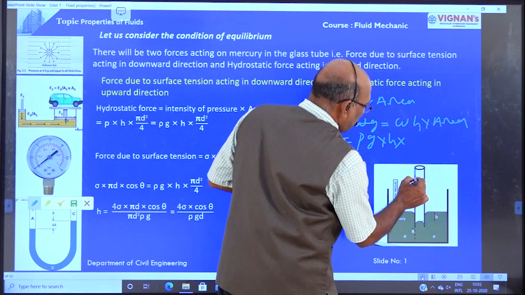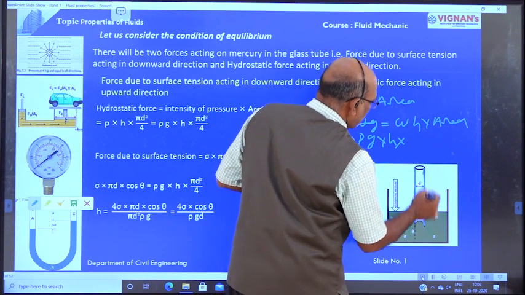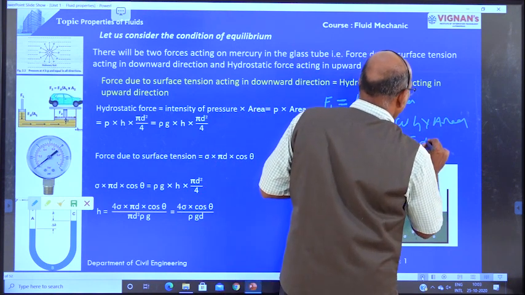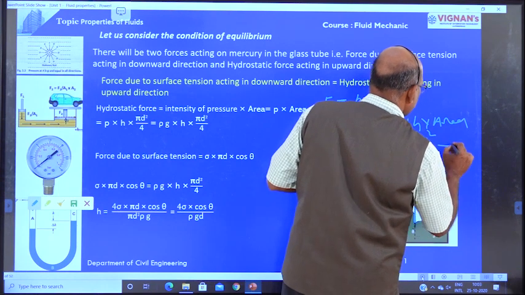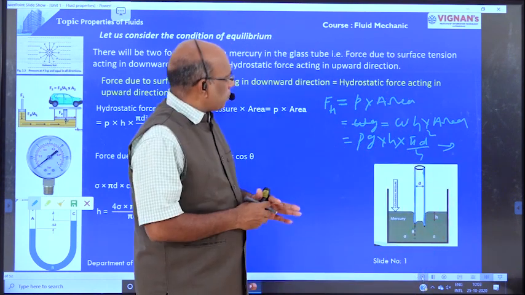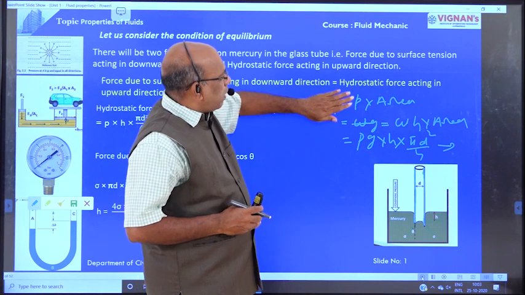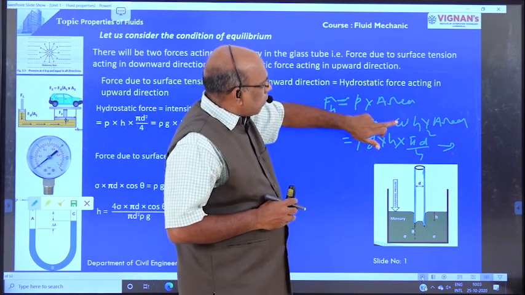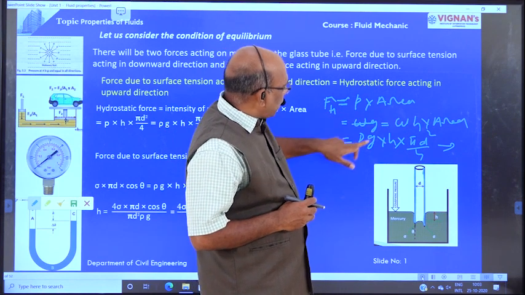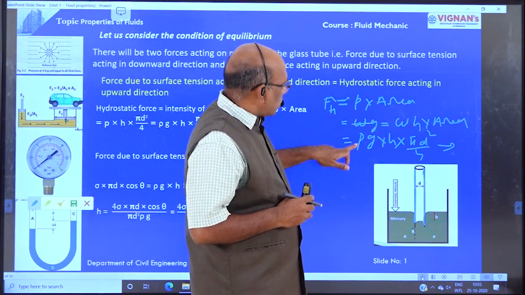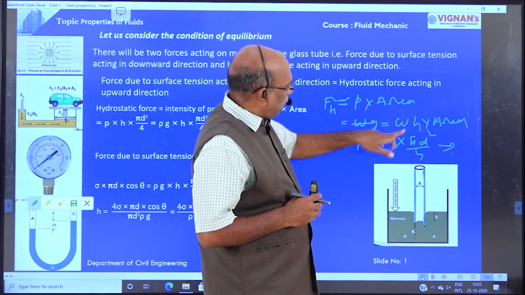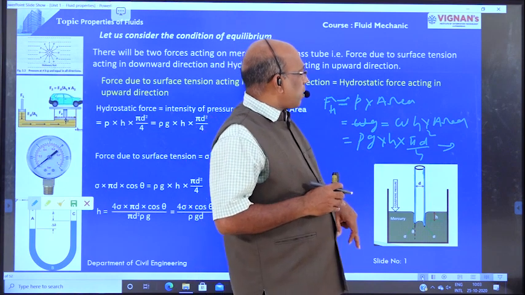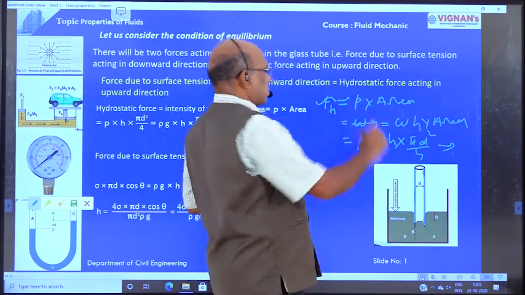Therefore unit weight is equal to rho g, into H into area. The glass tube diameter is equal to small d, therefore area is equal to pi d square by 4. This is the hydrostatic force. Hydrostatic force is equal to intensity of pressure into area. Intensity of pressure is equal to W into H, where W is the unit weight, which is rho g. So the hydrostatic force is rho g H into pi d square by 4.